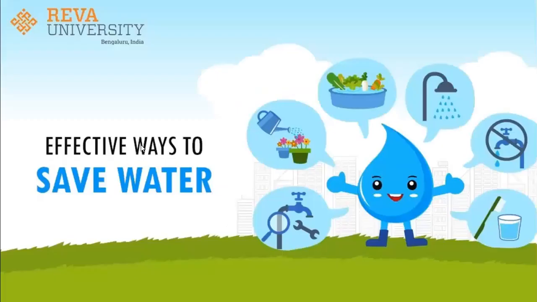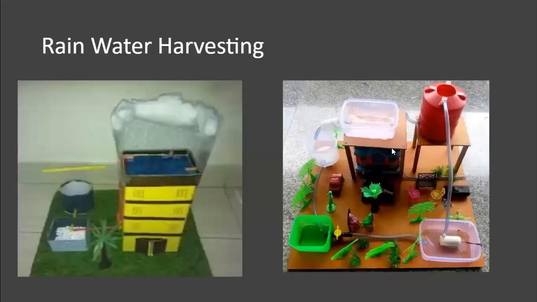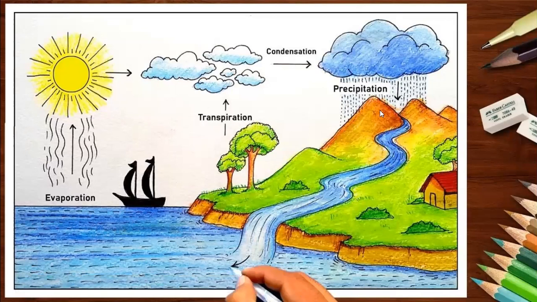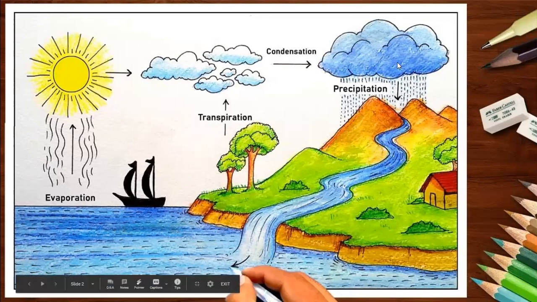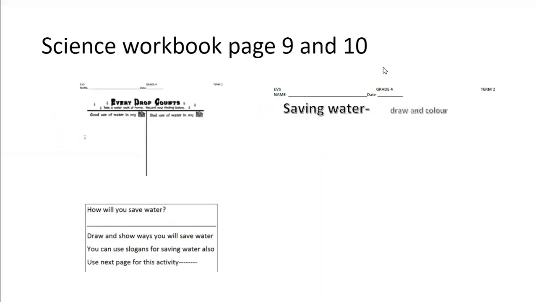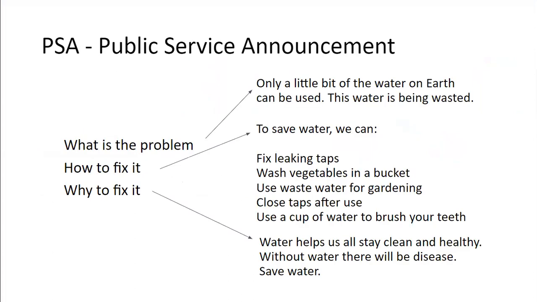Now, if we're talking about water, what is the problem? There is a lot of water on earth, but we can only use a little bit of it. The rest is wasted, and if we waste the water, that will not be good, right? So what is the problem? There is only a little bit of the water on earth that can be used. This water is being wasted.